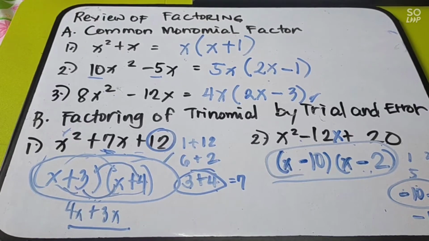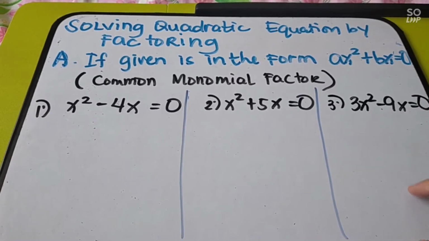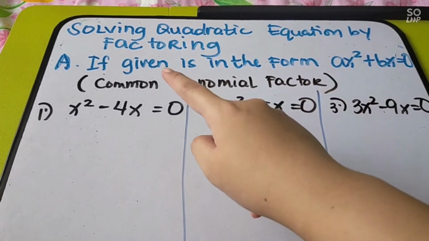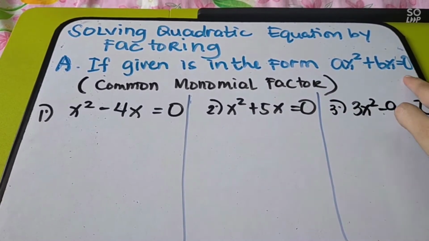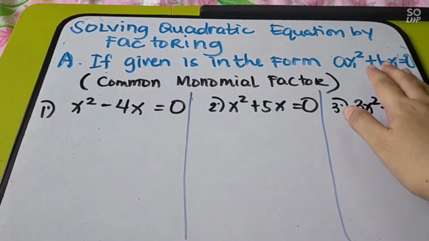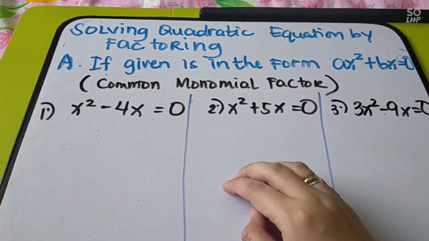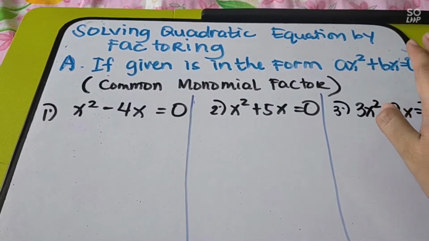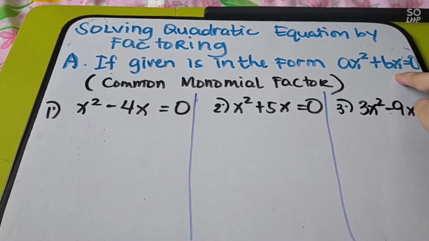Alright? So, now, let us move with our main topic. Solving quadratic equation by factoring. So, let us have the first one. What if the given is in the form of ax squared plus bx equals to 0? Si constant term ang nawawala dito. Dun sa ating naunang lesson, sa solving quadratic equation by using extracting square roots, ang nawawala dun ay si linear, pero meron siyang constant. Dito naman, ang nawawala ay si constant, pero meron siyang linear.